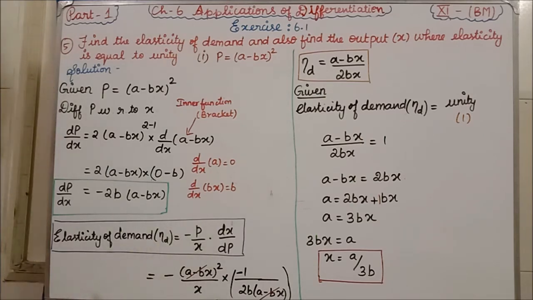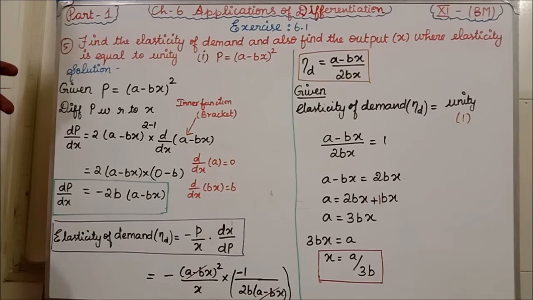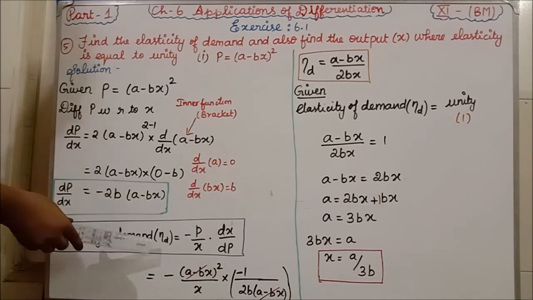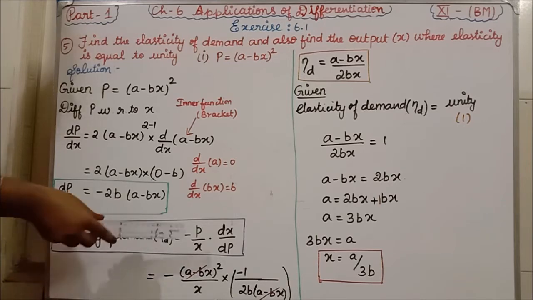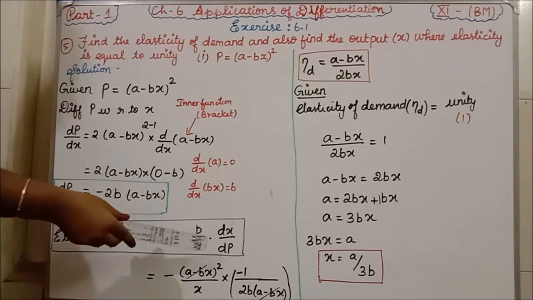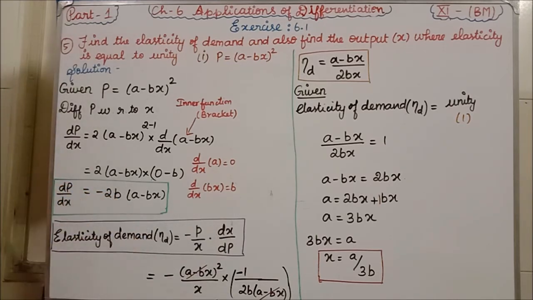We have learned three concepts in elasticity, isn't it? So based on that only we are going to do. Now we'll start the solution. Before starting the solution, do you know what the elasticity of demand formula is? Yes, eta D is equal to minus P by X into dx by dP.